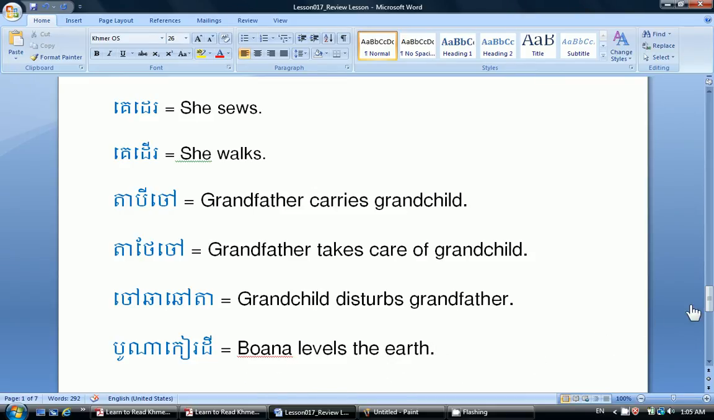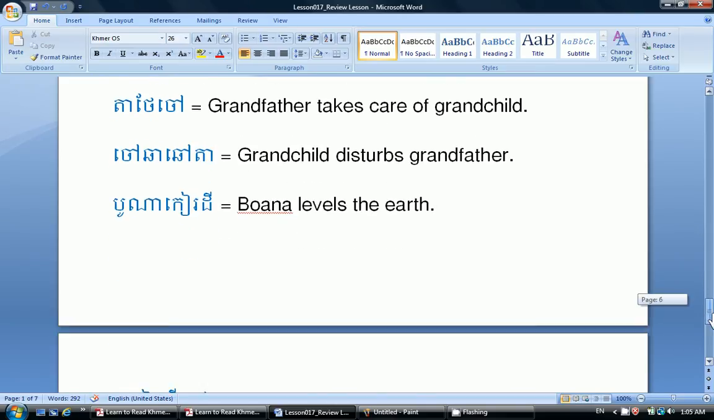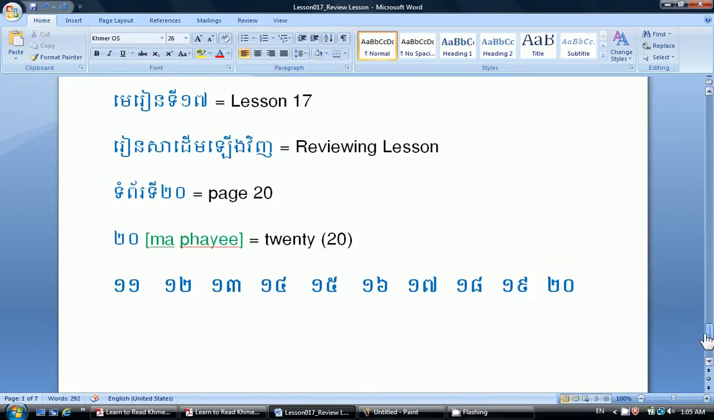Okay, so lesson 17, in Khmer we say mê riêng tí đập rằm pì. In this lesson we are reviewing what we have learned from lesson 10 through lesson 16. So reviewing lesson, in Khmer we say riêng sa đám làng vinh. Okay, it's on page 20. 20 in Khmer we say mapai. Okay, so page 20 we say tumpo ti mapai.